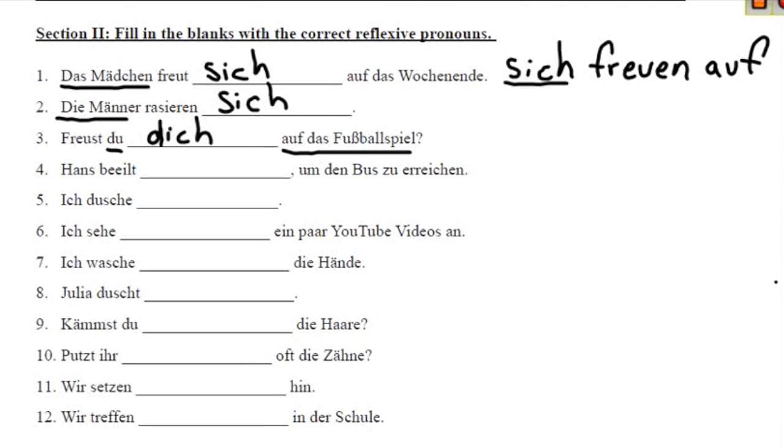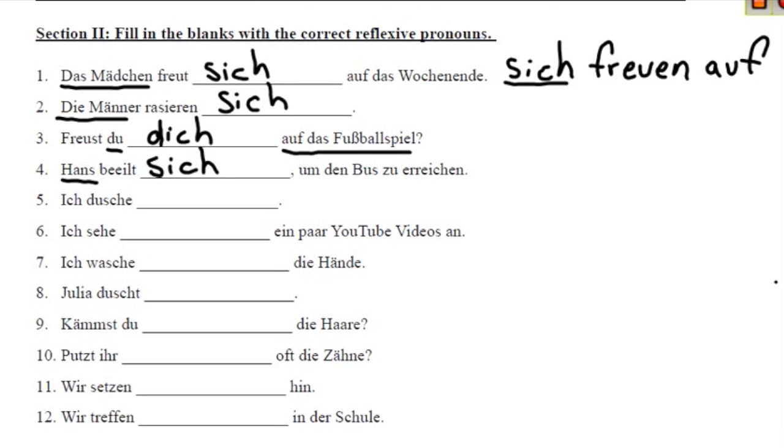Hans beeilt, den Bus zu erreichen. Hans beeilt is the form that goes with Hans. Hans is the subject here. The one being hurried here is Hans. He's also the subject and the direct object in this sentence, so they reflect upon each other. So we have Hans as the subject and sich as the reflexive. Hans beeilt sich, den Bus zu erreichen. Hans is hurrying himself in order to catch the bus.